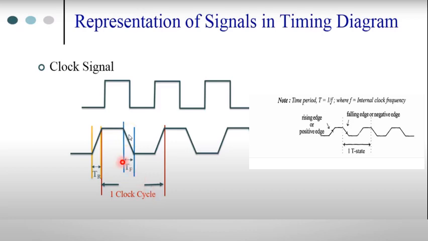Suppose the externally connected crystal oscillator is 6 megahertz, then half of the 6 megahertz is the operating frequency. That is, the microprocessor will operate at 3 megahertz. If the external clock frequency is 4 megahertz, then the operating frequency of the microprocessor is 2 megahertz. So half of the crystal oscillator frequency is the operating frequency of a microprocessor.